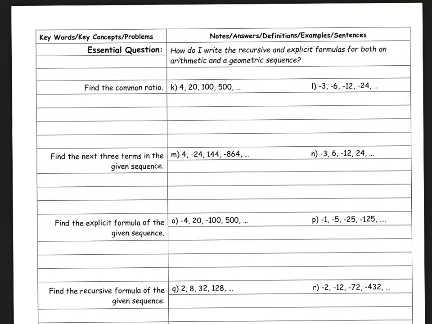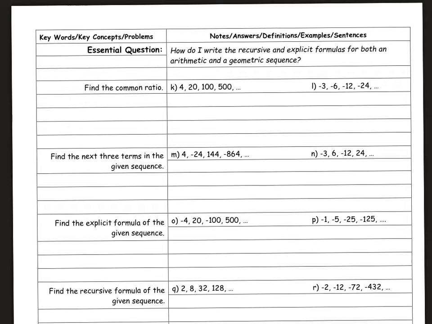And our essential question is, how do I write recursive and explicit formulas for both an arithmetic and a geometric sequence? So just like last video, I'm going to do one half of it, and you're going to do the other half at the end. Or you can pause the video and do it in between as we move along, since this is a review of the second and third lesson in this unit.